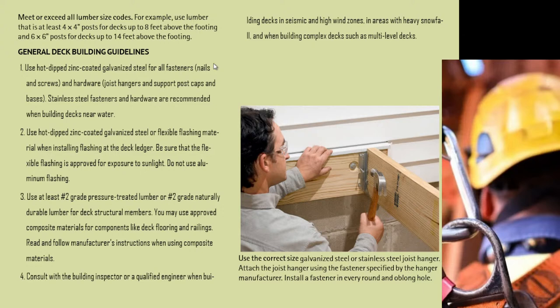So use hot dip zinc coated galvanized steel for fasteners, when we are using fasteners like this. Use the correct size galvanized steel or stainless steel joist hangers and fasteners. Use at least number two grade pressure treated lumber or number two grade naturally durable lumber for the structural members.